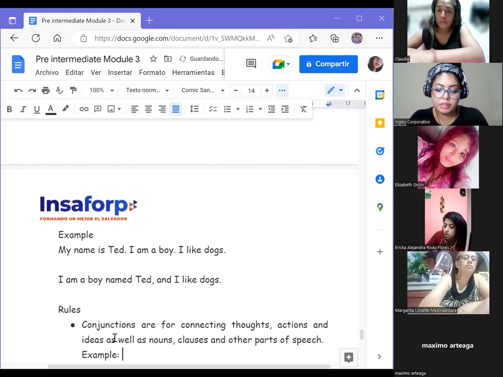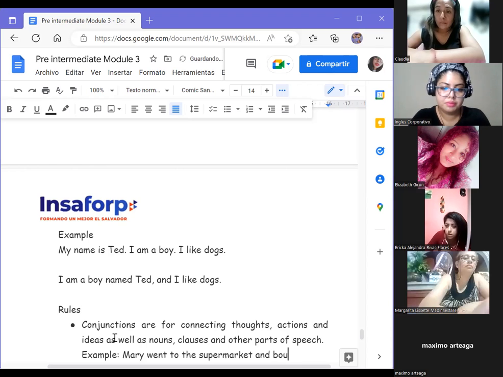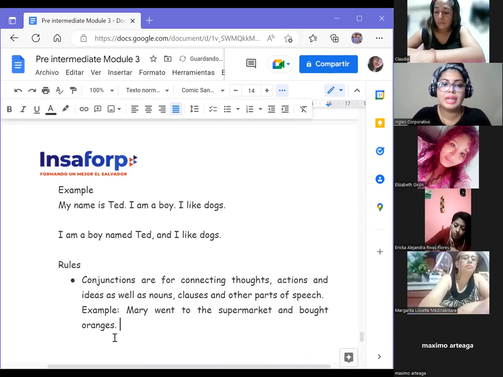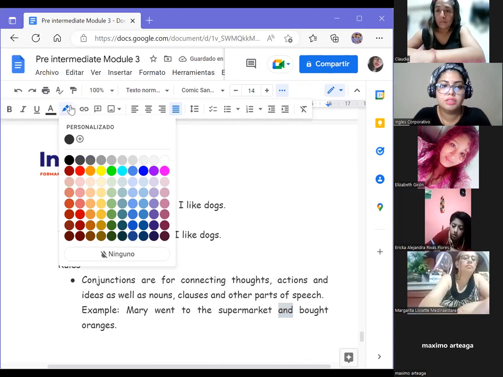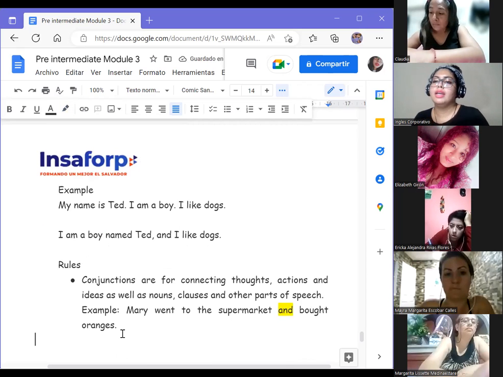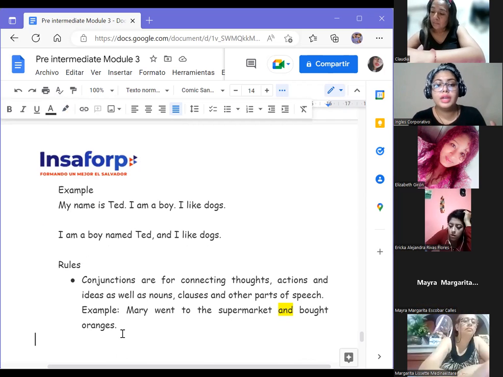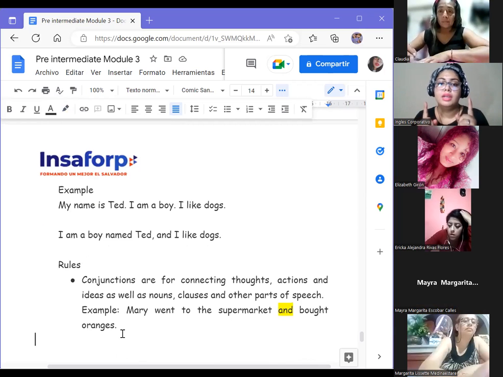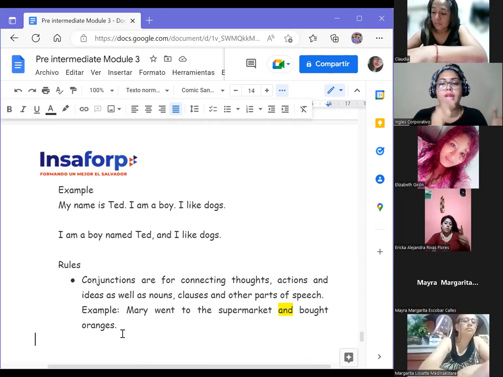It says, Mary went to the supermarket and bought oranges. In this case, and is the conjunction because it is joining the two sentences. Mari fue al supermercado y, ahí nos une, y compró naranjas. Nos está uniendo dos oraciones o dos cláusulas, como queramos verlas. Y esa es la que nos une para que nos quede una sola oración y no vayamos haciendo oraciones pequeñitas, así como la de my name is Sarah, I am a boy, like that. Mary went to the supermarket and bought oranges.